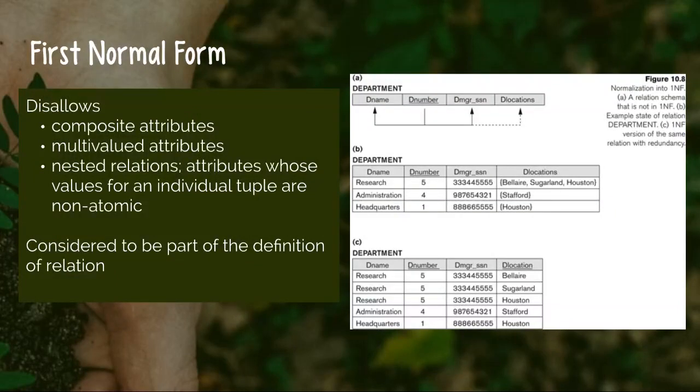Now we have to go through the normal forms: first normal form, second normal form, and the third normal form. That is what we are going to do.